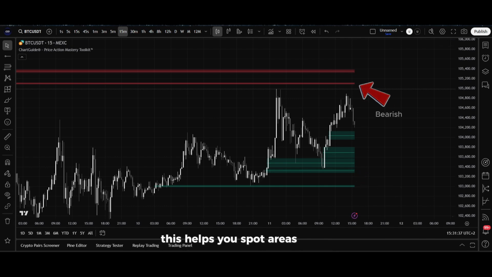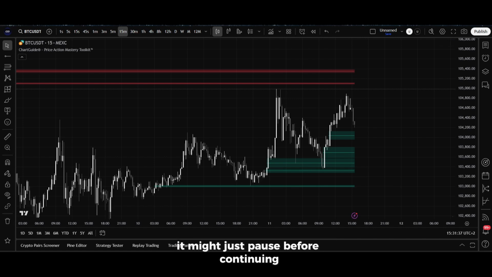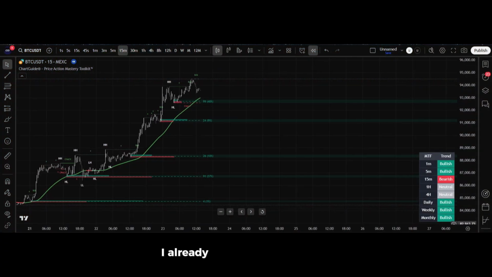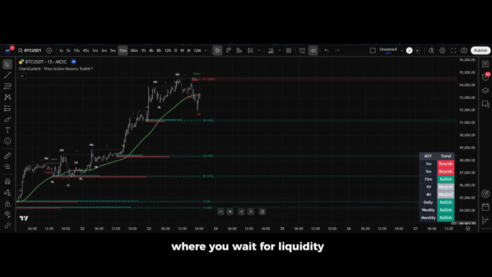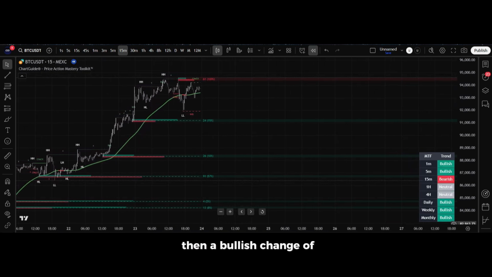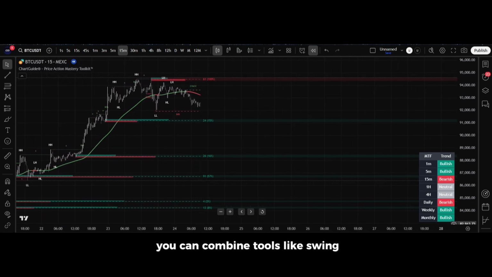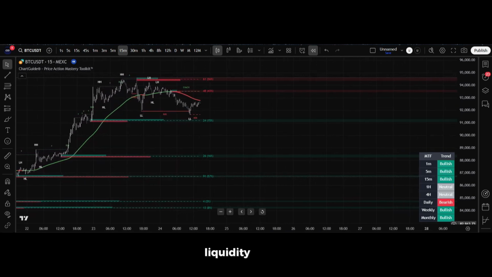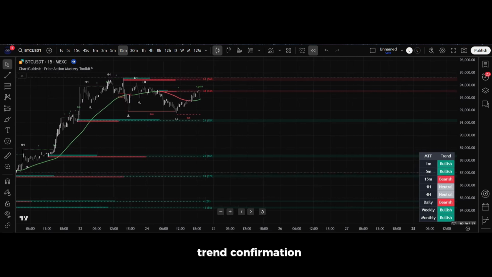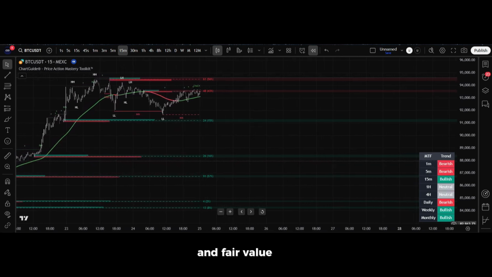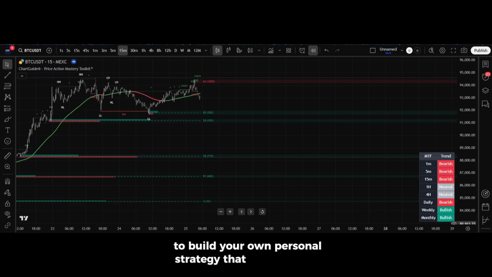This helps you spot areas where price may return and reverse, or where it might just pause before continuing. You can use fair value gaps as potential entry zones, targets, or areas to watch for reversals. Earlier, I already gave you one example, where you wait for a liquidity sweep, then a bullish change of character, and that gives you a strong reversal setup. You can combine tools like swing structure, internal structure, liquidity sweeps, trend confirmation, order blocks, and fair value gaps to build your own personal strategy that fits your style.